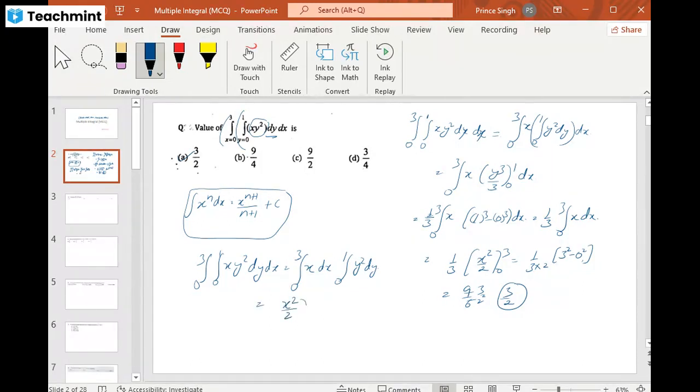The integral of x is x squared by 2 with the limit 0 to 3. The integral of y square is y cubed by 3 with the limit 0 to 1. So here it is 3 square by 2 minus 0, and here it is 1 by 3 minus 0. So this is 9 by 2 into 1 by 3, and the answer comes out to be 3 by 2. So in both ways, we get the same answer, right? This is the process of evaluating the integral if the limits of integration are constant.